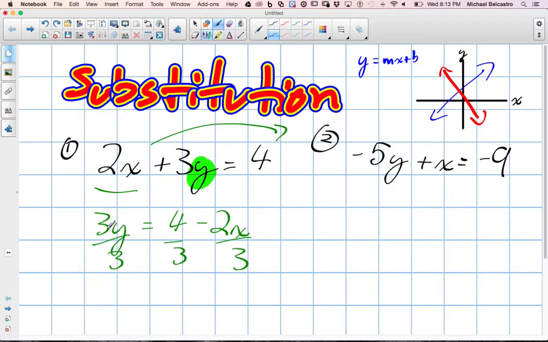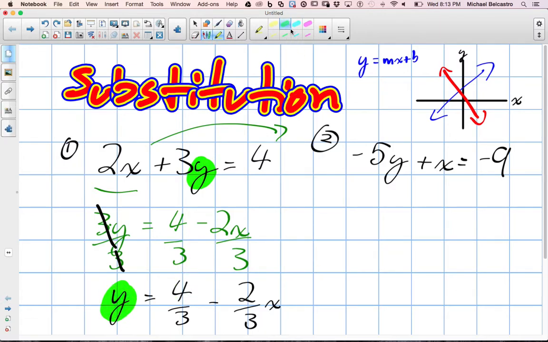On the left side, 3 divided by 3 just makes a 1 value. It's usually known as canceling out, but it technically makes a 1. So they cancel out, and you get y is equal to 4 over 3 minus 2x over 3, or you can write it like 2 over 3 times x. Both are the exact same thing. But what we did here was our goal. Our goal was to isolate for y. So we know that y is equal to 4 over 3 minus 2 over 3x.